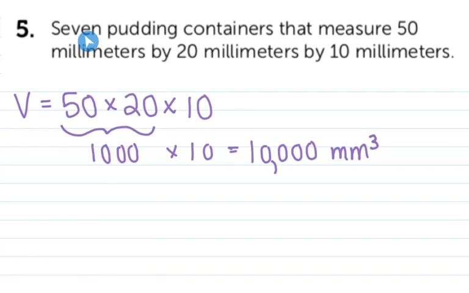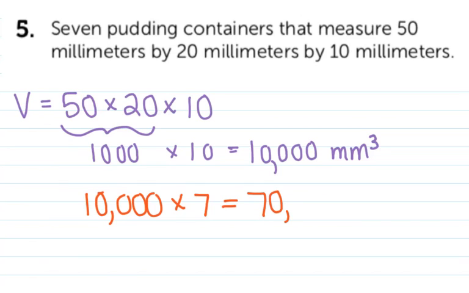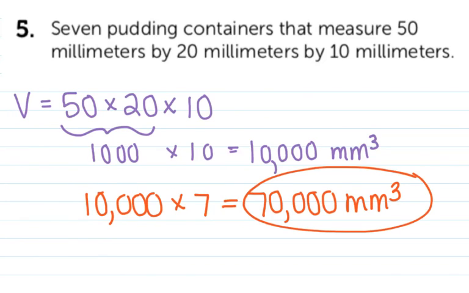That is the volume of one pudding container. We actually have 7 pudding containers. So to find that out, I would do the volume of 1 pudding container times 7 would equal 70,000 millimeters cubed, or cubic millimeters. All right, I hope you did well on that problem also.